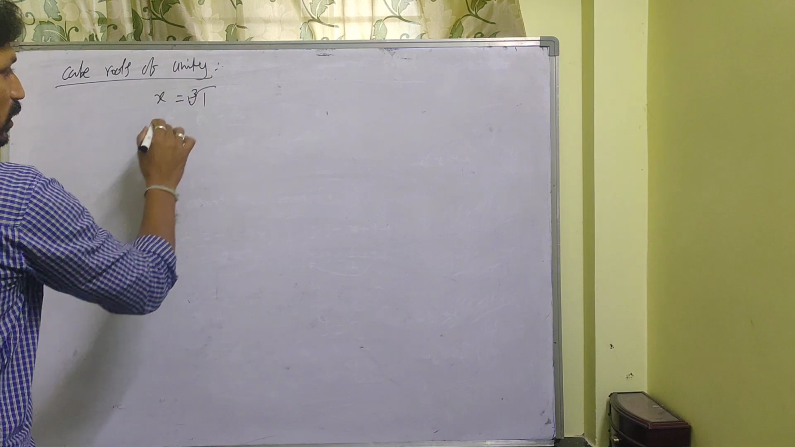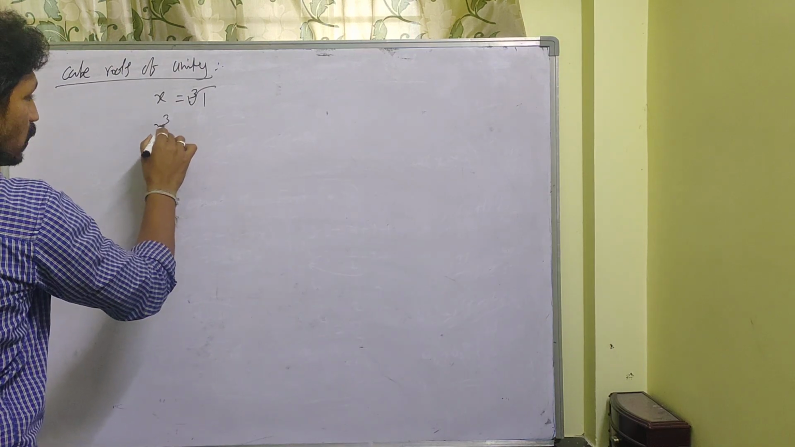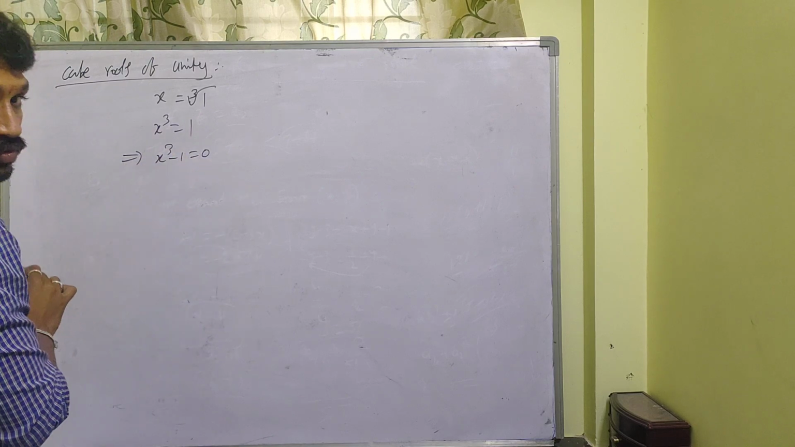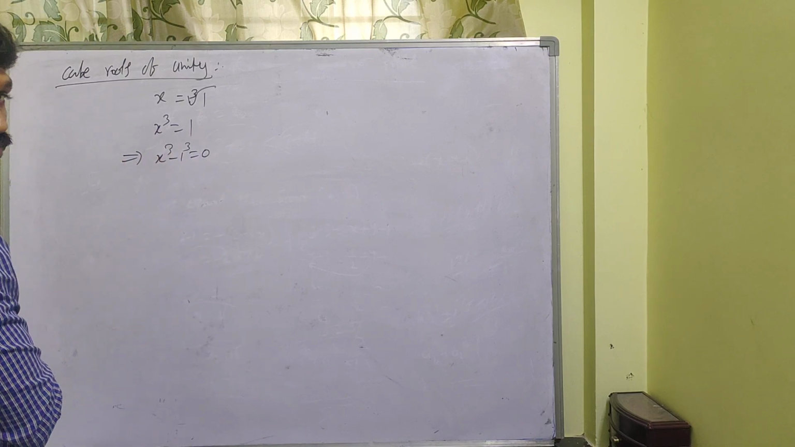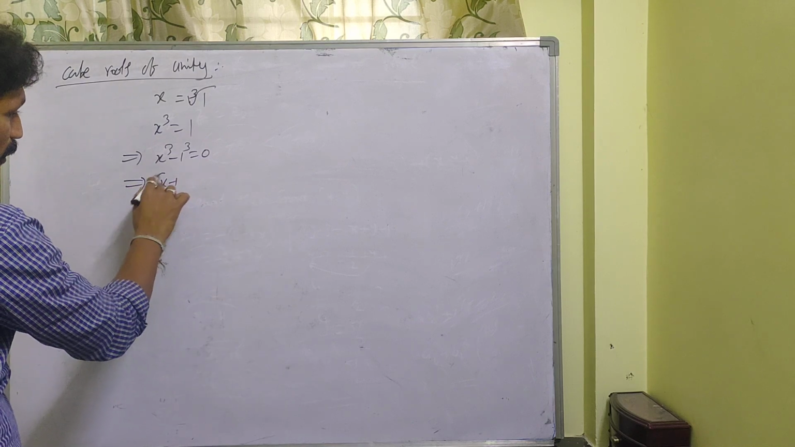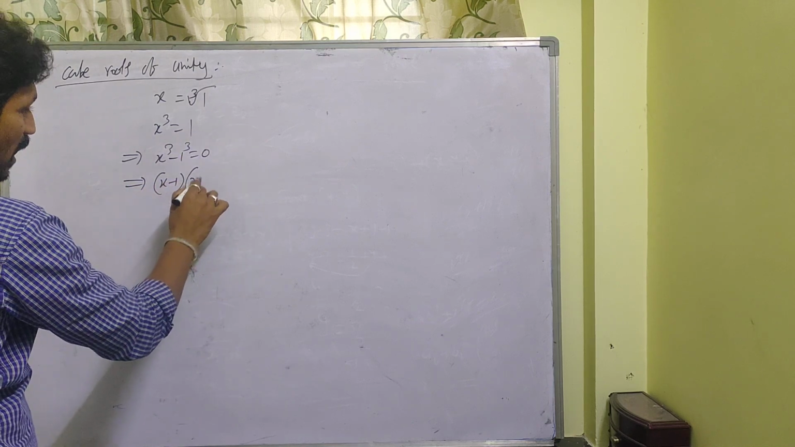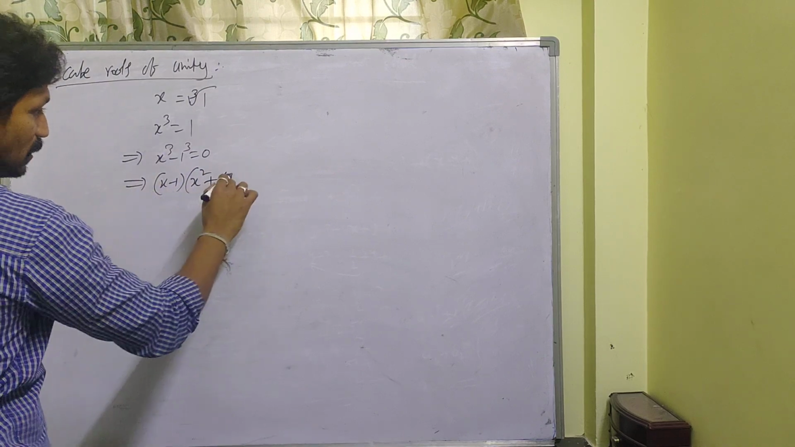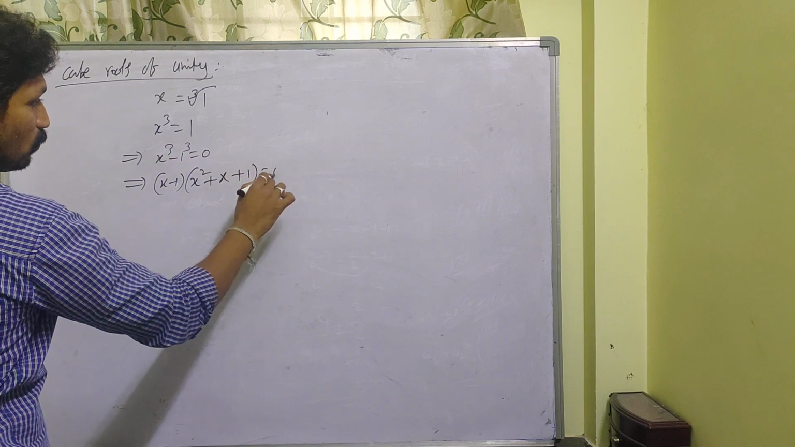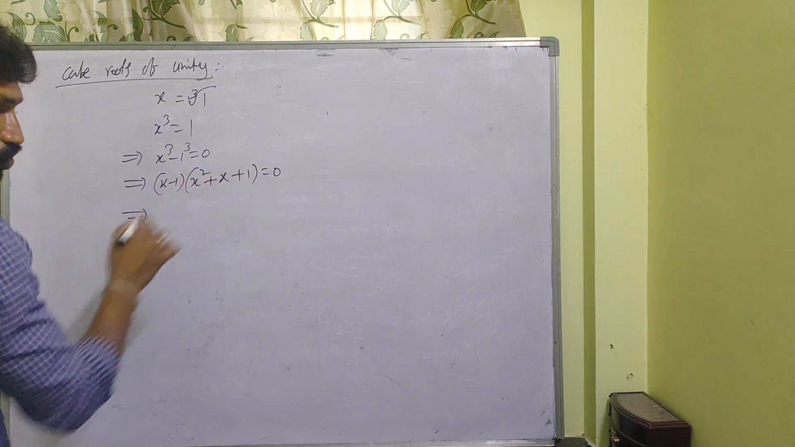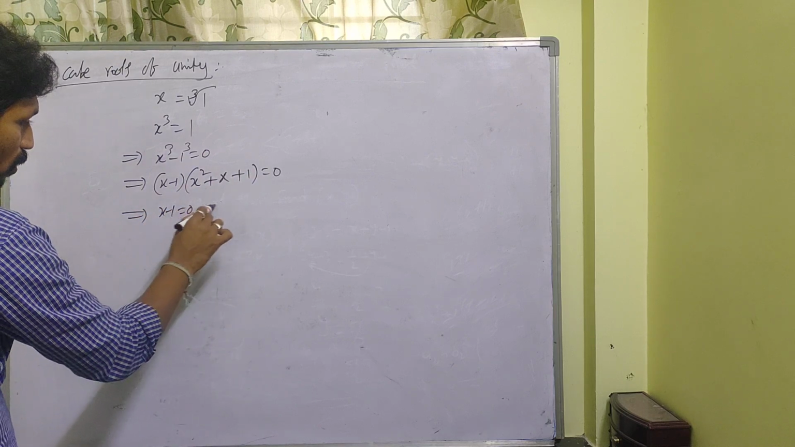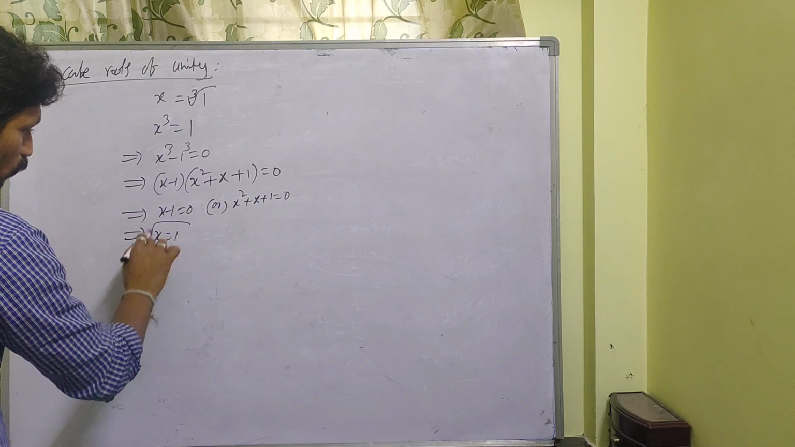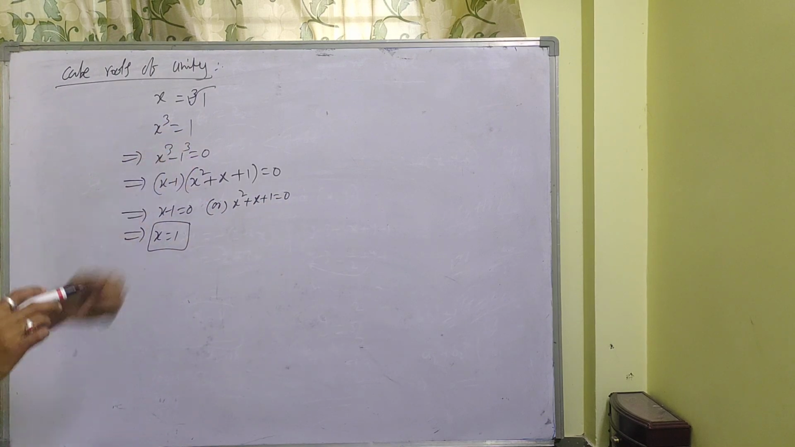See here, cube root of 1 is there. Cubing on both sides, what do you get? x cube is equal to 1. So simplify here, x cube minus 1 is equal to 0. It is in the form of a cube minus b cube. What is the a cube minus b cube formula? (a minus b) into (a square plus ab plus b square). Here that is (x minus 1) into (x square plus x into 1 plus 1 square, that is 1) is equal to 0. Very clearly, the product of these two is equal to 0, which means either the first one is 0 or the second one is 0. So x is equal to 1 is one of the roots of x cube minus 1 is equal to 0.